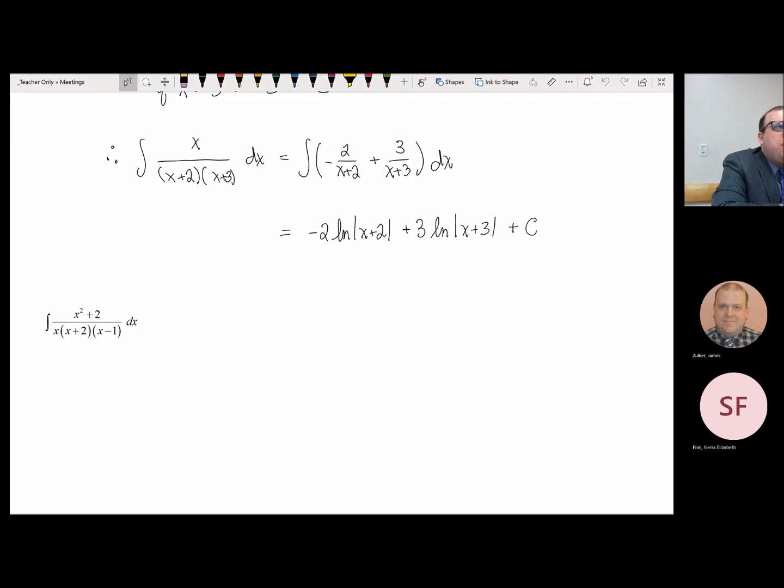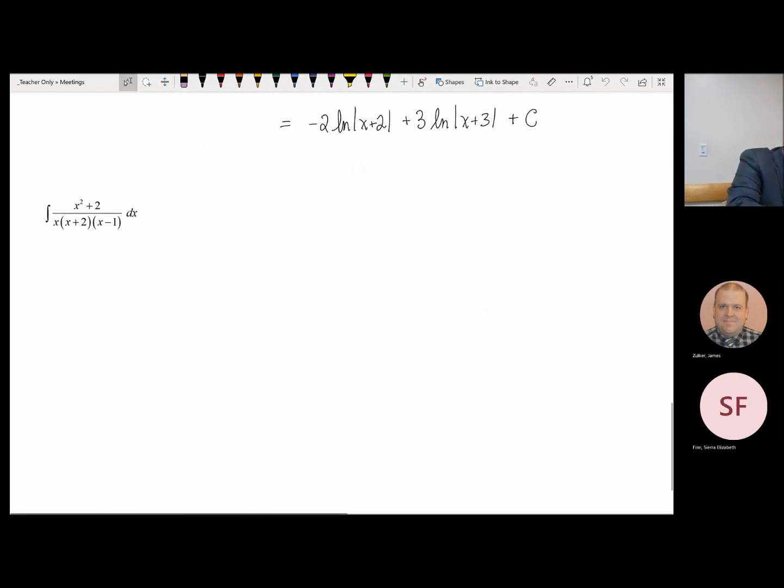Is this proper? Yes. Numerator has degree 2, denominator has degree 3. So 3 linear factors. First is x. It's not repeated. Gives us A over x.